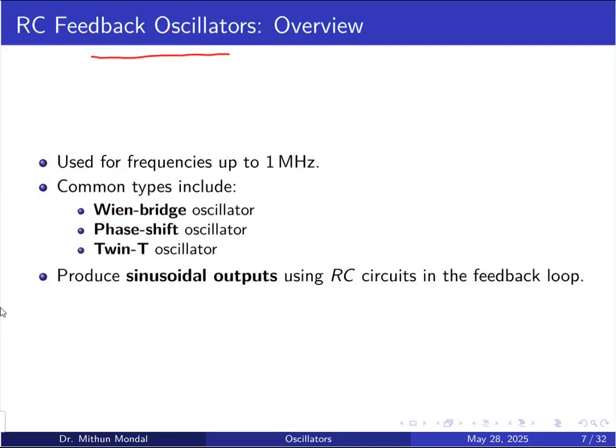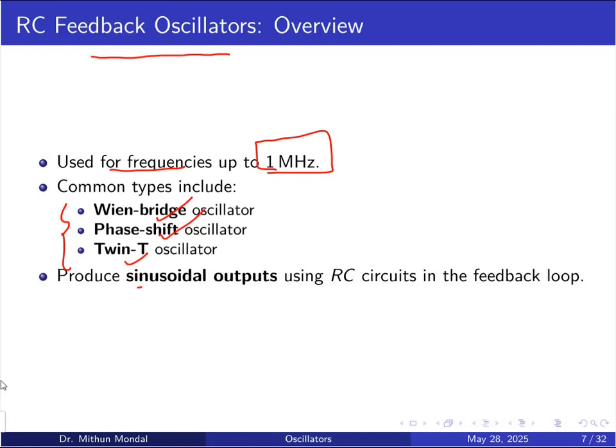RC feedback oscillators are used for frequencies up to 1 megahertz. The common types of RC feedback oscillators that we are going to discuss are the Wien bridge oscillator, the phase shifting oscillator, and the twin T oscillator.